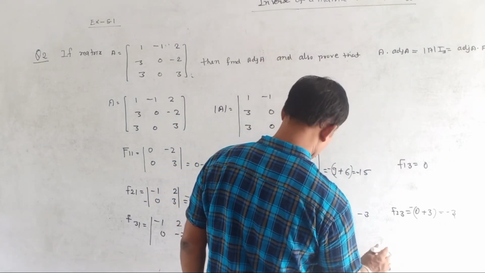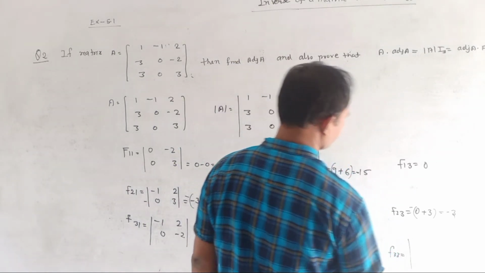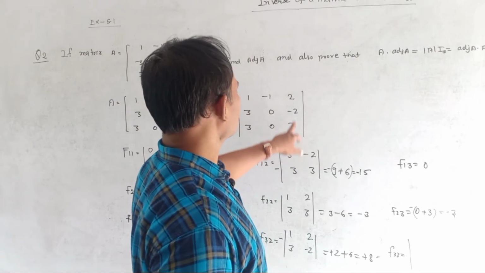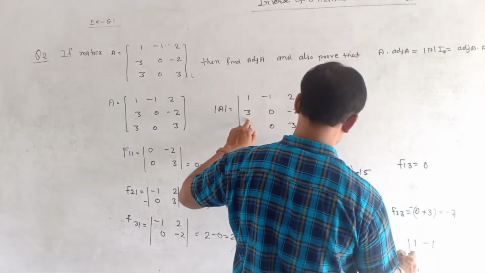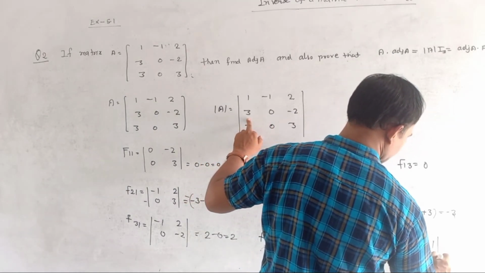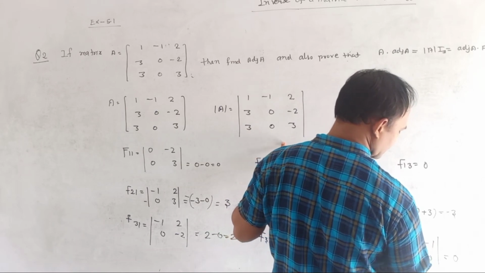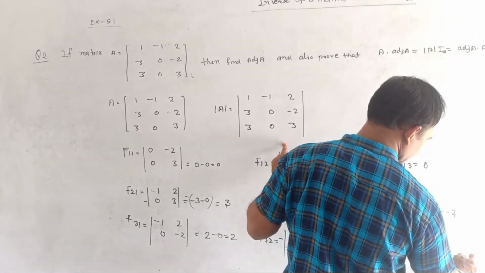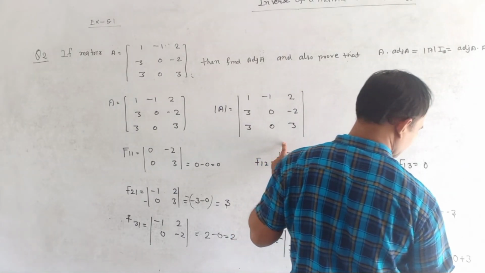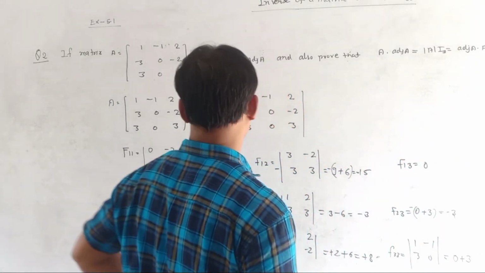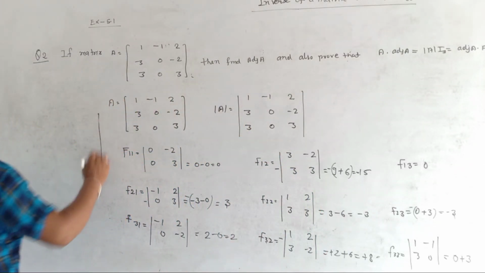Now F33 means we have to find with respect to 3, so this line and this line are removed, 1 minus 1, 1 minus 1, it is 3 0, so we can say that it is 0, and there is a negative sign before it, so it is minus minus plus, so it is 3, but 3 plus 3 is 6, an even number, so it is the same value. Now it is the value.